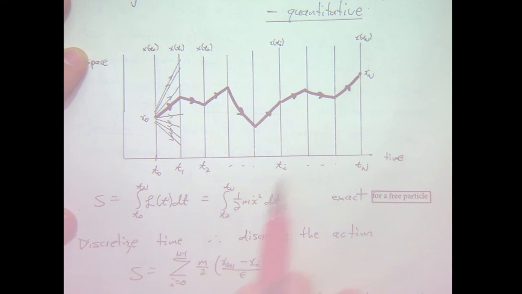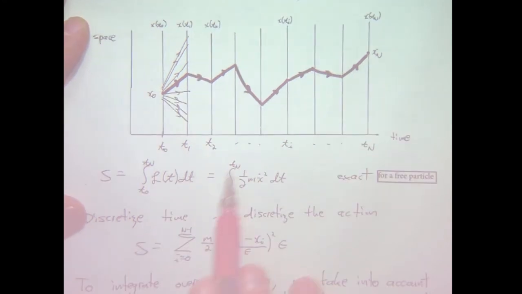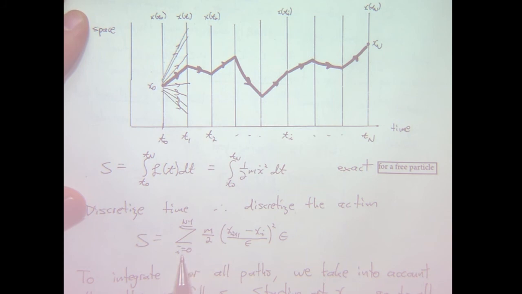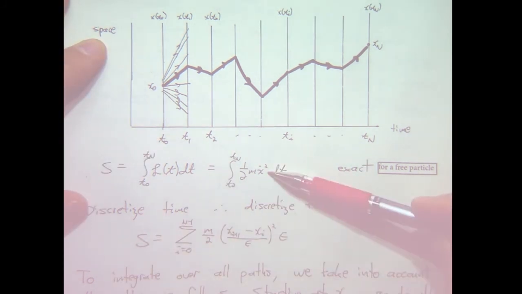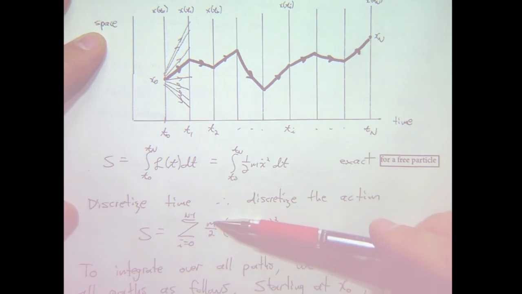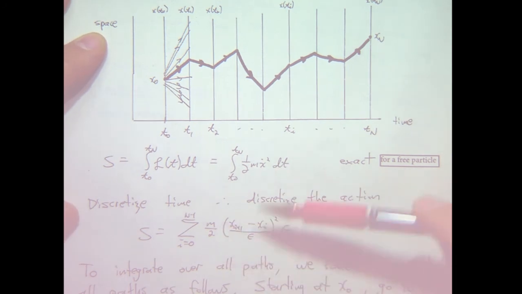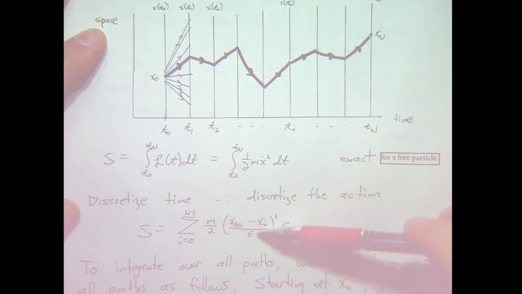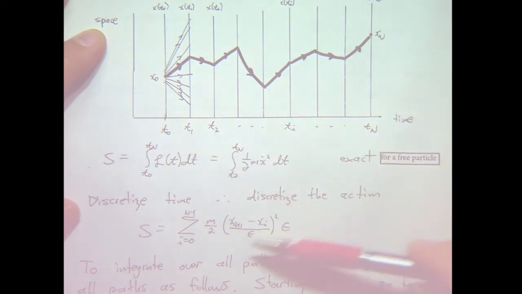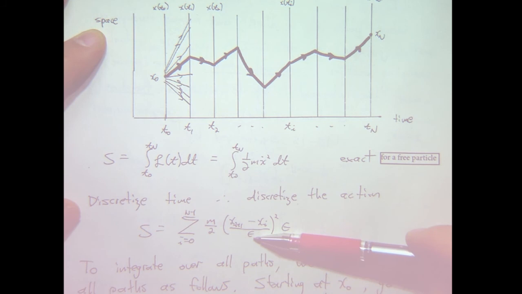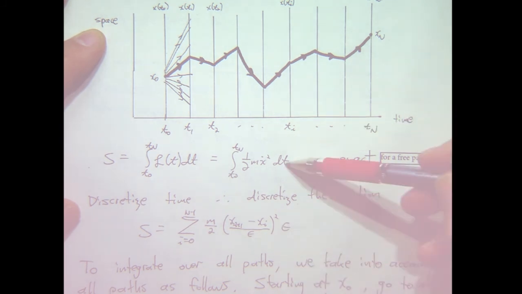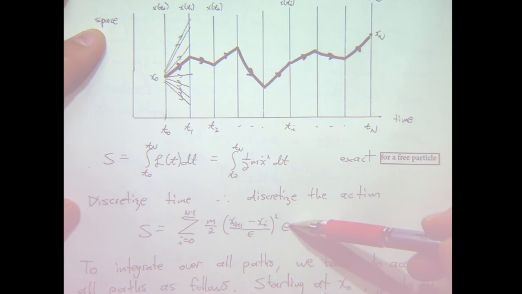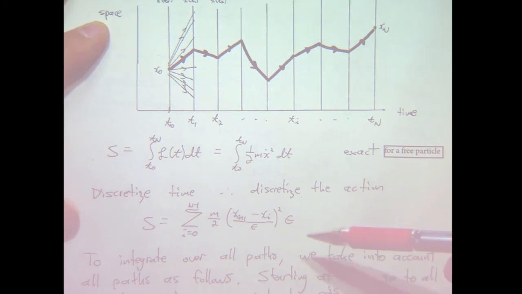But now if we discretize time, then the integral turns into a sum, i equals 0 to n minus 1. And the discretized Lagrangian becomes m on 2, and now x dot squared becomes x_{i+1} minus x_i divided by the width of the time interval, we call it epsilon, squared. And now dt is going to be epsilon. Put epsilon there.